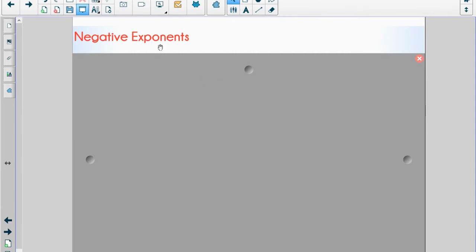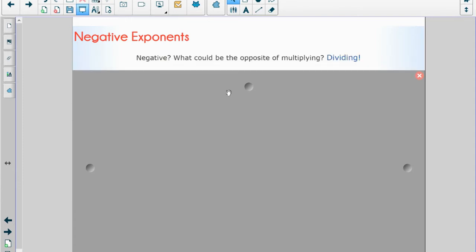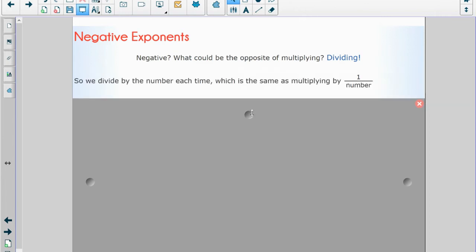Let's talk about negative exponents. Okay, what we just looked at before, that was a negative base. That just meant you're multiplying a negative number repeatedly. With negative exponents, we want to think of it as the opposite of multiplying. It's like dividing numbers. And as we've seen previously, if you want to divide a number, it's basically the same as multiplying by the reciprocal of that number.